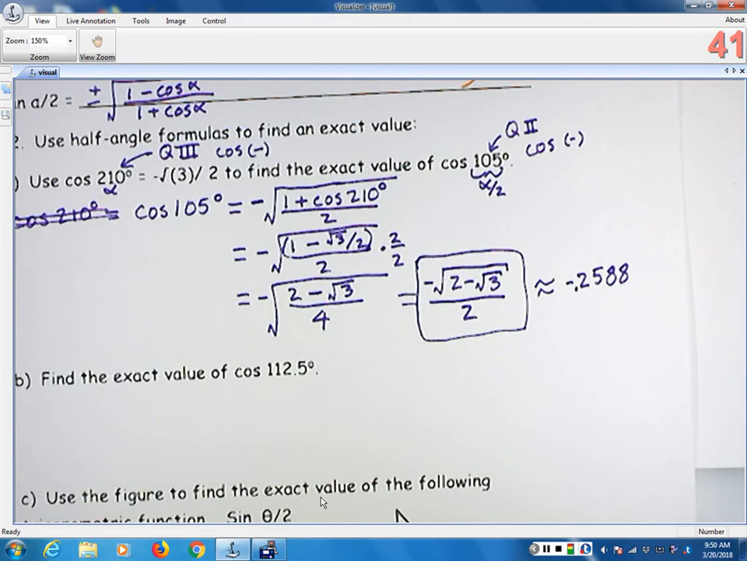All right, so if I ask you this question on the test, you're going to have to do it this way. If I tell you what formula to use, you'll have to do it that way. There's many ways to find cosine of 105 degrees, the exact value. This is the exact value, this is the approximate.